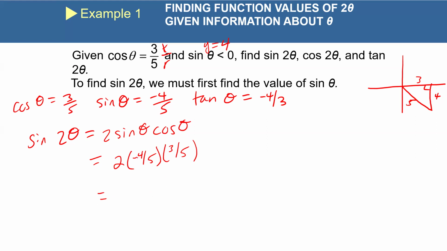We do the math. 2 times -4 is -8. -8 times 3 is -24. 5 times 5 is 25. I just multiplied, that's it.